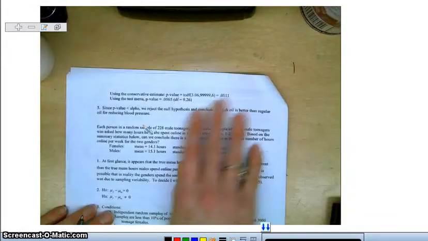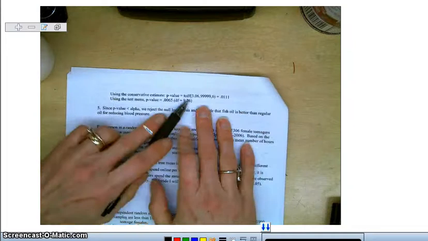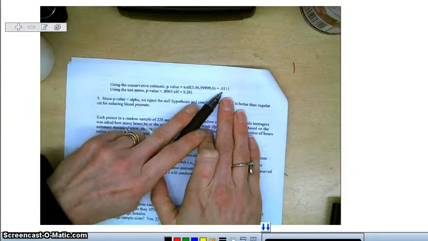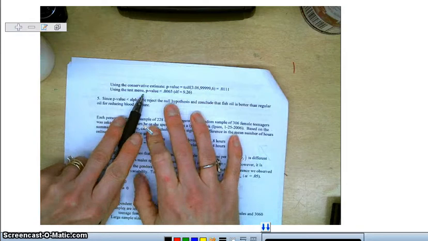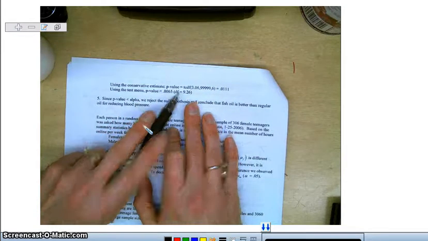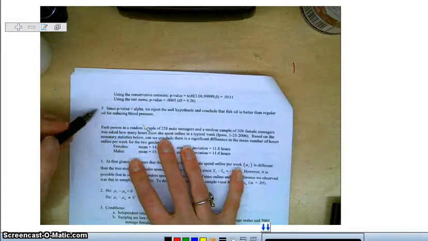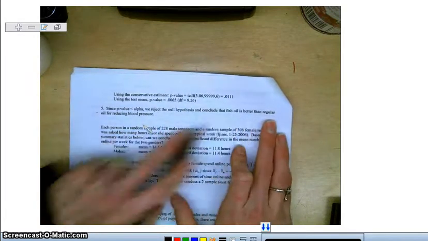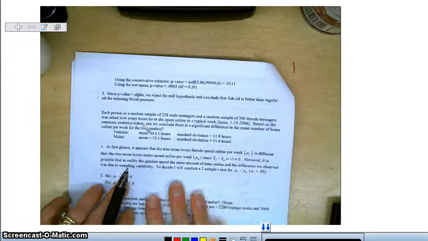So for the tests on this page, using the conservative estimate, this is what you type in, and you get a p-value of 0.0111, which we did. Using the test menu, you get the p-value of 0.0065 with 9.26 degrees of freedom. And since the p-value is less than alpha, we do reject the null and conclude that fish oil is better than regular oil for reducing blood pressure.